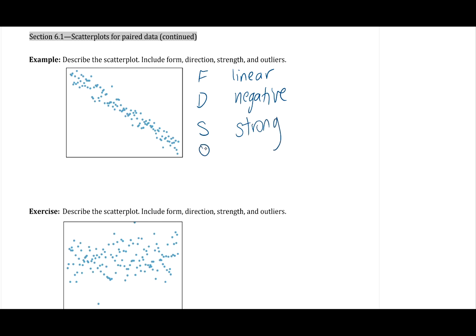The last thing to be sure to look at is to see if there are any outliers. In this case, are there any outlying or unusual points on the scatter plot? I don't see any on this first one.